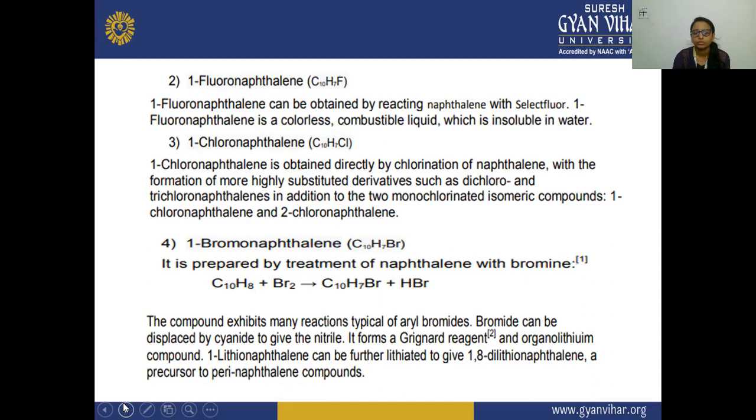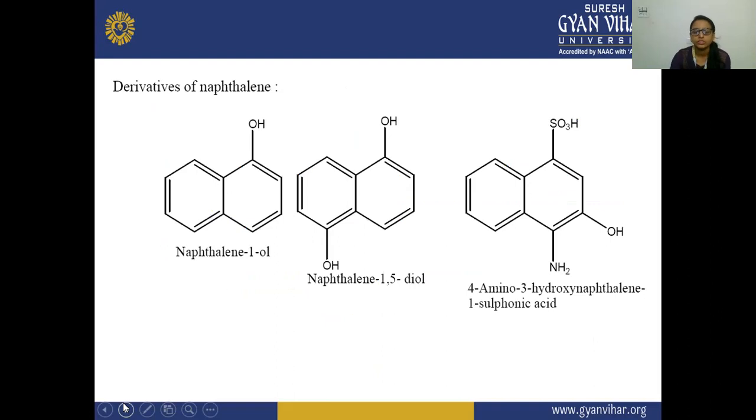Next is bromonaphthalene. It is prepared by treating naphthalene with bromine. The compound exhibits many reactions typical of an aryl bromide. Bromide can be displaced by cyanide to give the nitrile. It forms a Grignard reagent and an ortholithium compound, while lithionaphthalene can be further lithiated to give 1,8-dilithionaphthalene, a precursor to peri-naphthalene compounds. Next, these are the structures of the derivatives of naphthalene.